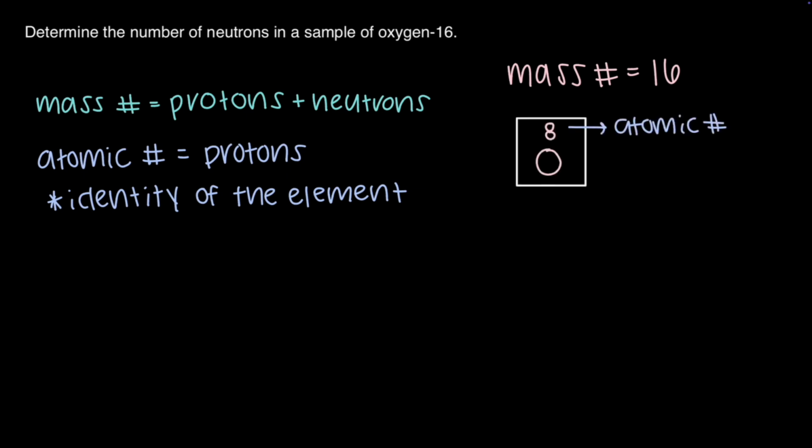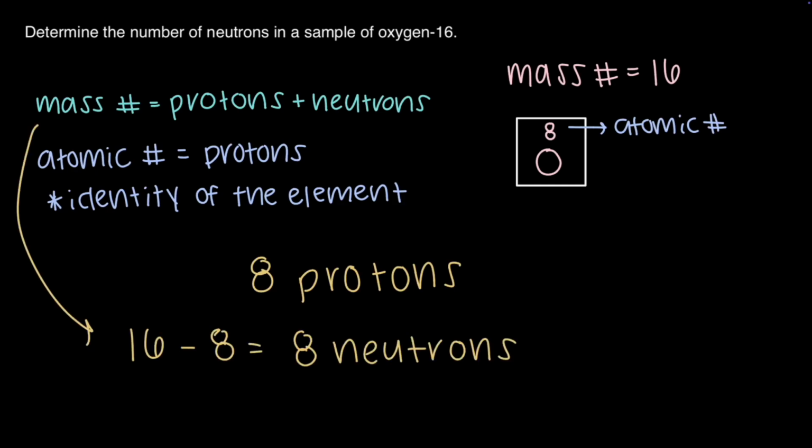We can find the atomic number for oxygen on the periodic table. Oxygen has an atomic number of 8 and will have 8 protons. 16 minus 8 equals 8 neutrons.